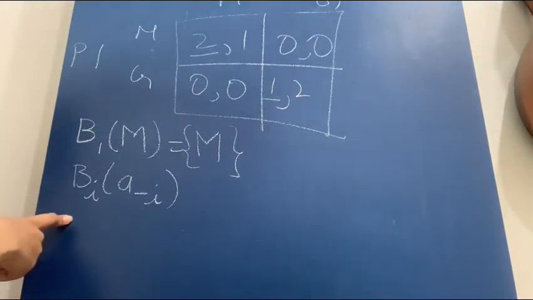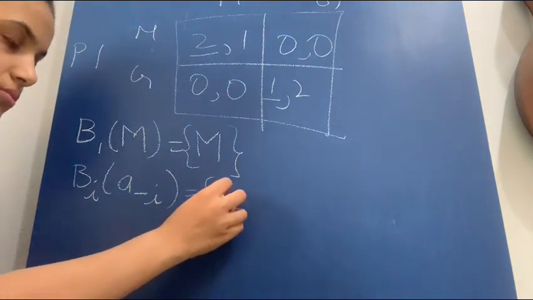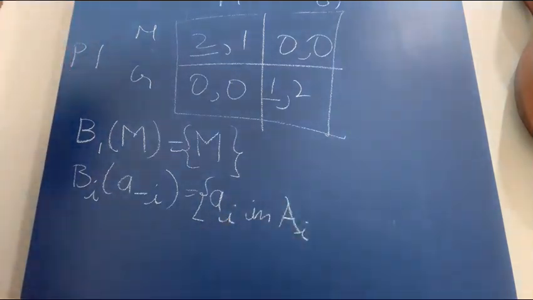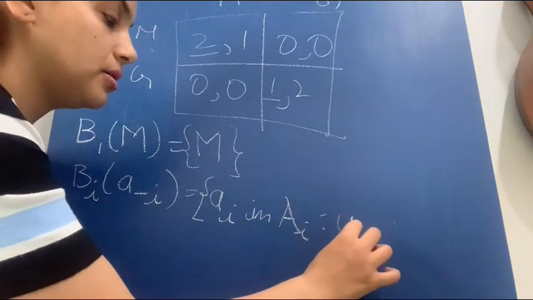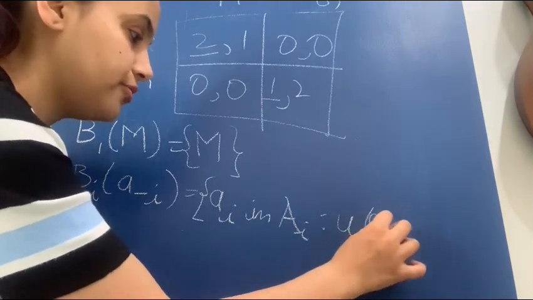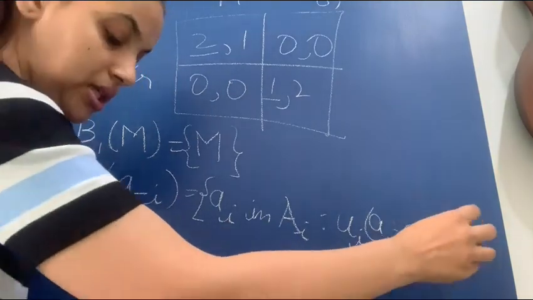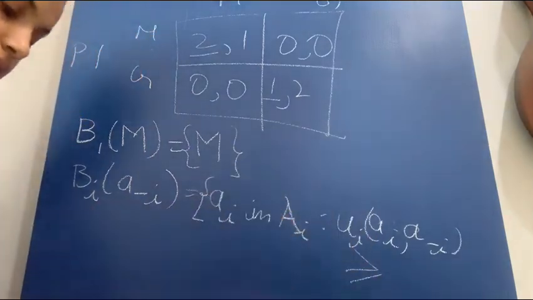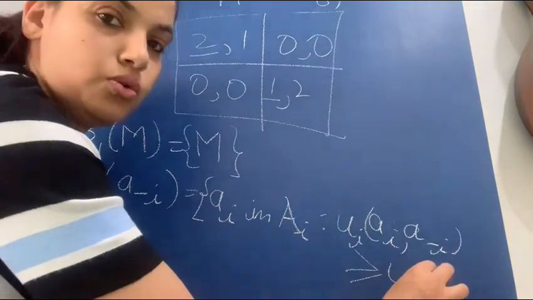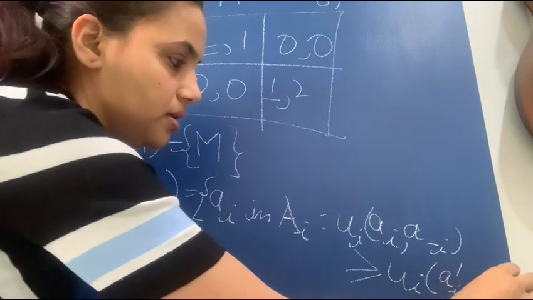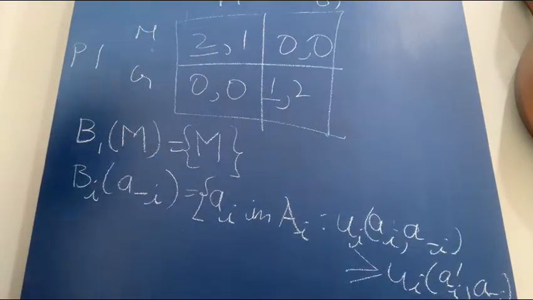Okay, so if you write it formally, this is equal to a_i in the action set of player i, and it will be a best response because the utility that player i will derive from a_i when everyone else is playing a_-i will be greater than or equal to u_i(a_i', a_-i) for all the a_i' in the action set of player i.